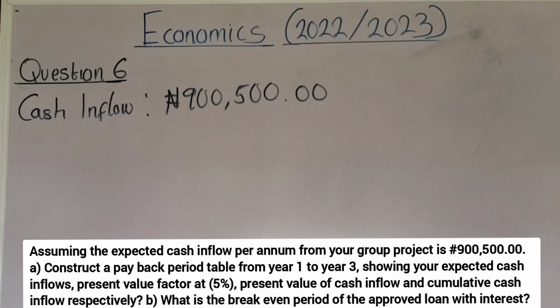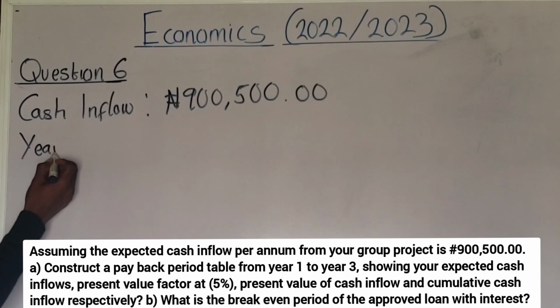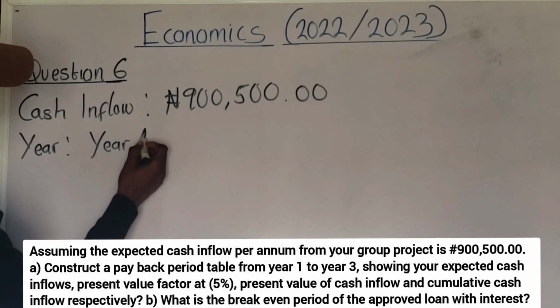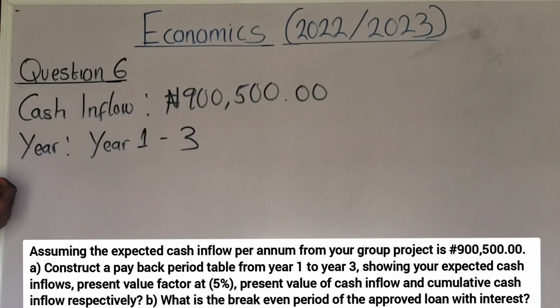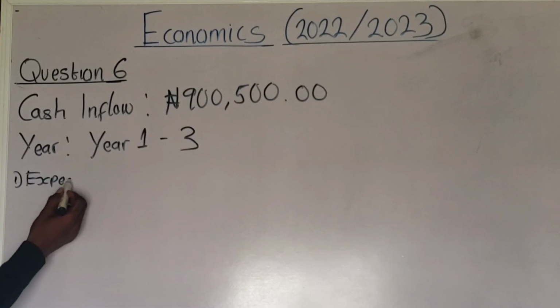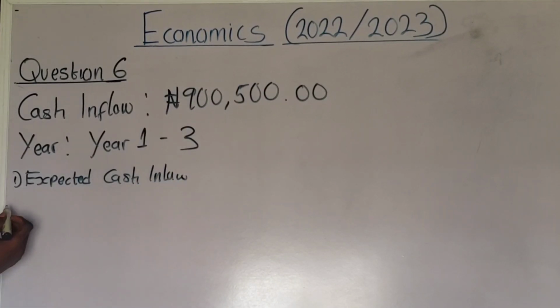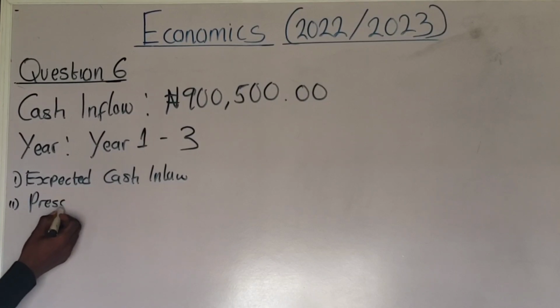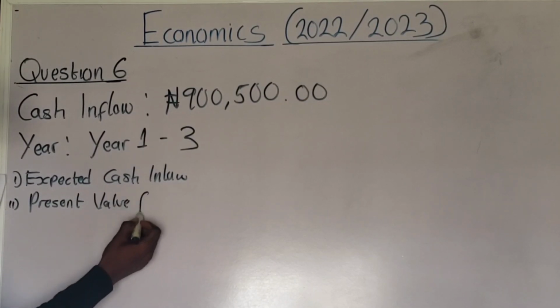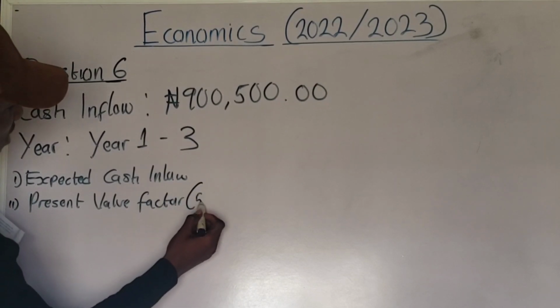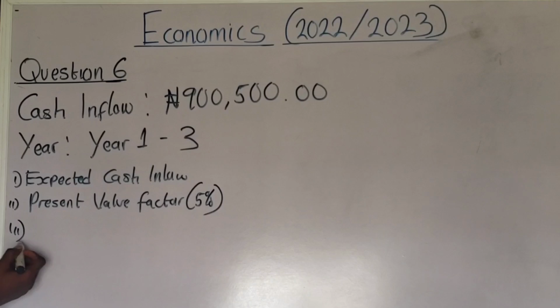Now we are going to construct, that's question number 1, a payback period table from year 1 to year 3, showing number 1, the expected cash inflow; number 2, the present value factor at 5%; then number 3, cumulative cash inflow.